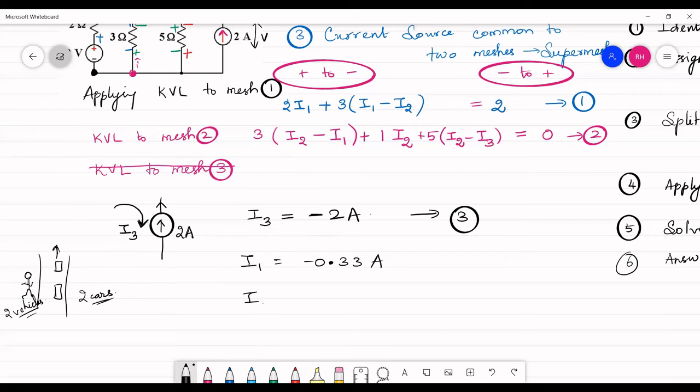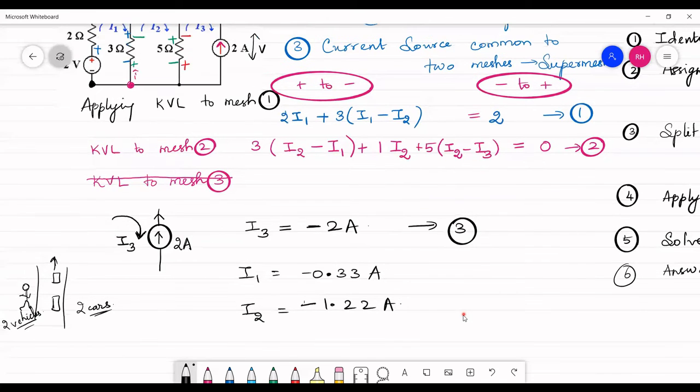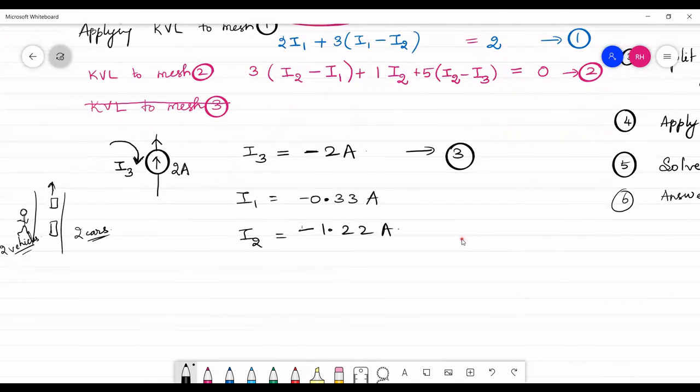And then I2 is equal to... it is clear that whatever current that is seen is not the actual direction of current. So I2 is found to be minus 1.22 ampere. So let me again redraw the circuit.